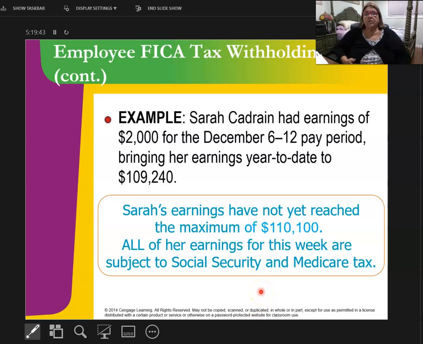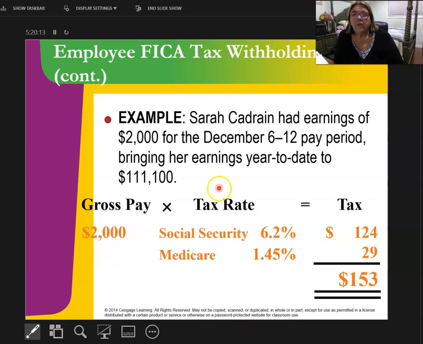Here's Sarah. She had $2,000 for earnings, and that brought her year-to-date earnings to $109,240. So first of all, I have to look at her year to date, because if I've not yet reached the $110,100, then all of this would actually be taxed. Once I reach the max amount, she no longer has to pay Social Security. So here we go. 2,000 times 6.2% is $124, and 2,000 times 1.45% is $29. So her total taxes are $153. This is her money being paid into that.